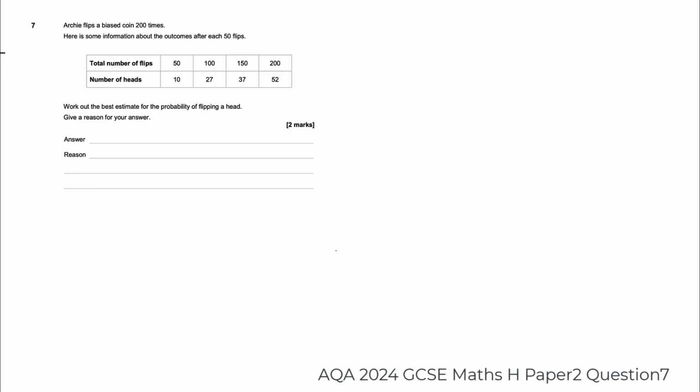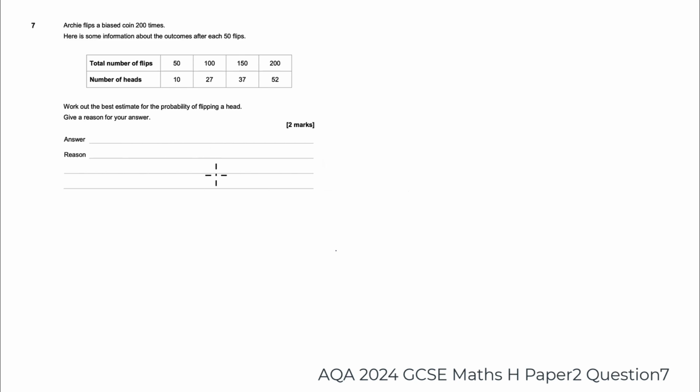So here's question 7. And here's Archie, who's flipping a biased coin 200 times. Now biased would mean that there's more chance of one side of the coin turning up than the other side of the coin. There's not an equal chance of getting heads and tails. And here's information, and he's done a series of 50 flips, ending up flipping the thing 200 times. And we have to work out the best estimate for the probability of flipping a head and giving a reason for your answer.